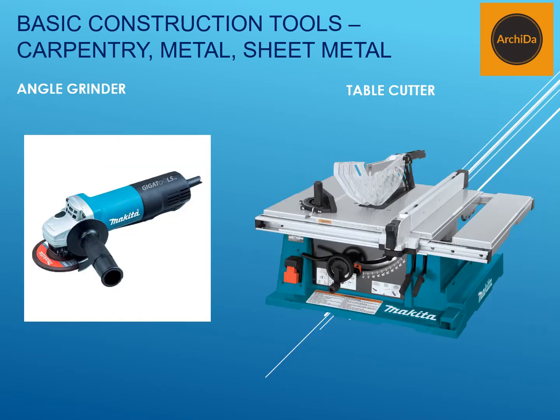The next set of power tools is called the angle grinder. This is commonly used for cutting small segments of steel or aluminum. It is also used for grinding. The picture on the right is called the table cutter. This is used for cutting long pieces of wood or steel. Do not attempt to use this machine to cut ceramic tiles.